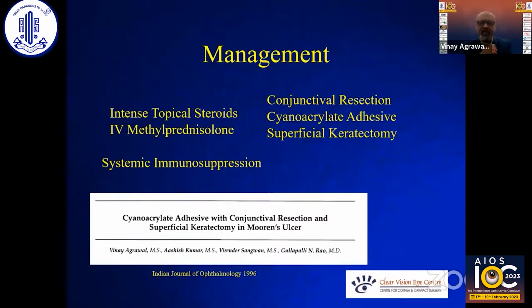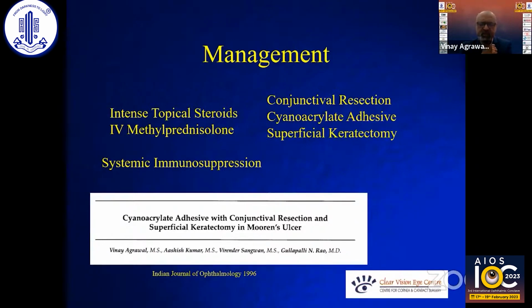Intense topical steroids, and in some patients, if there is a unilateral presentation, intravenous methylprednisolone might be used to set up the system or immunomodulate the patient. Along with this, we have found it useful to do conjunctival resection, do a superficial keratectomy so that you can scrape off all the necrotized or dead tissue. Once that is done, a thin layer of cyanoacrylate adhesive is applied, extending beyond the edges of the ulcer.